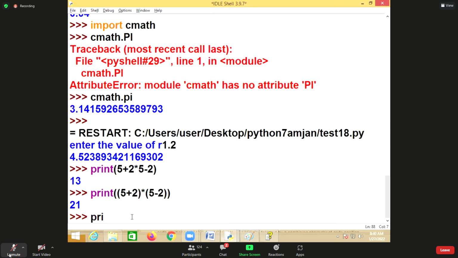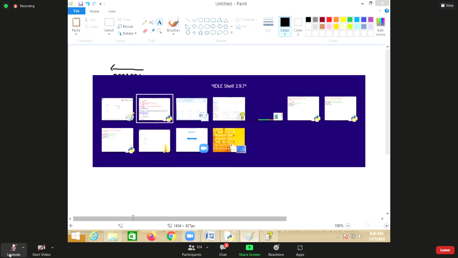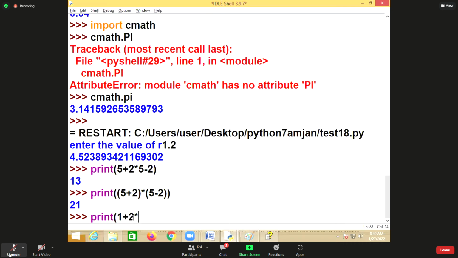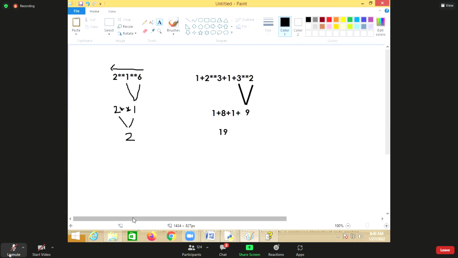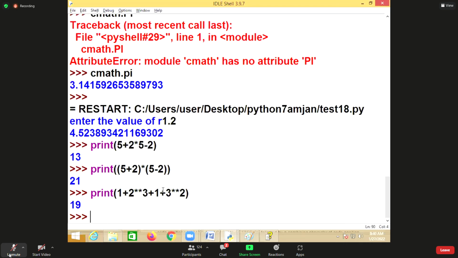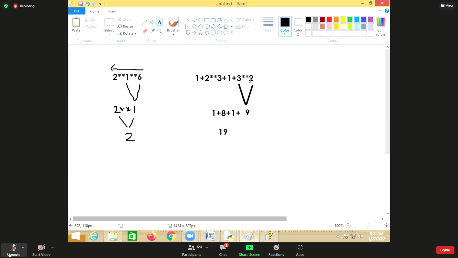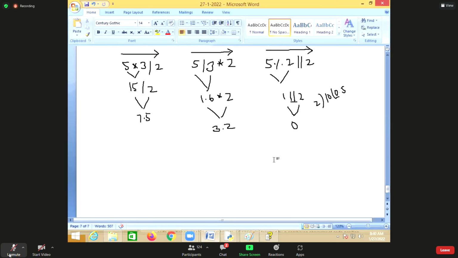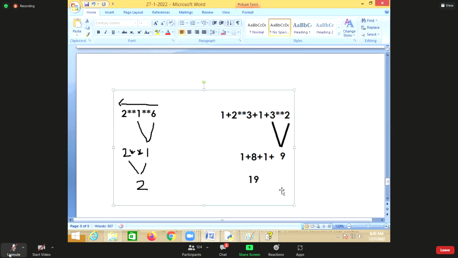If you want, you can check this. Print 1 + 2 ** 3 + 1 + 3 ** 2. What is the result here? 19. So evaluation is always done from right to left if you have multiple exponent operators.